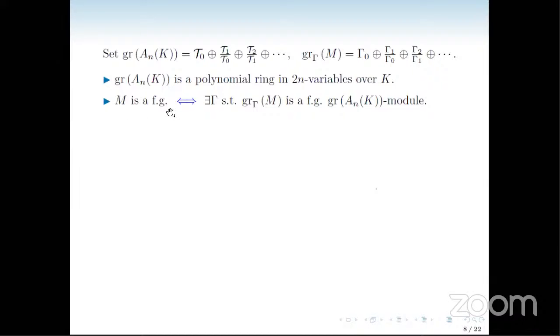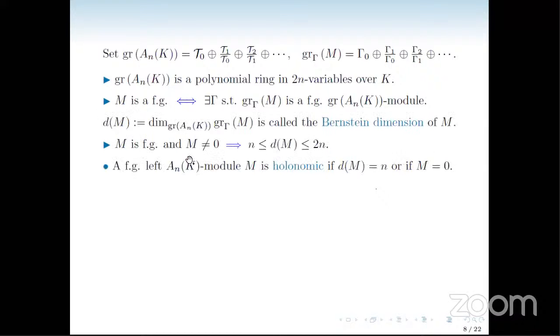Now, M is finitely generated if and only if there exists some filtration Γ such that the associated graded module is a finitely generated module over the associated graded ring, and such a filtration is called a good filtration. And one can check that if we take two good filtrations, there is some containment among them. So if we take the Krull dimension of the associated graded module over this associated graded ring, then this remains constant under these good filtrations, and we denote this constant number as the Bernstein dimension of the module M.